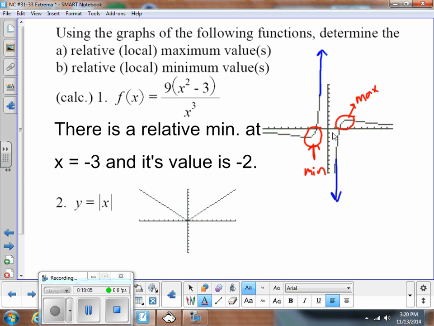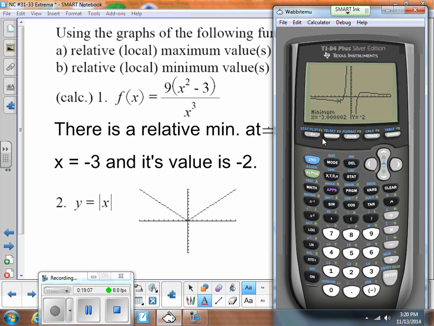We can do the exact same thing to find the maximum. So second trace, number 4. Now I'm going to move over to this side of the graph because that's where there's a relative max. Where is it? Somewhere around this area here. To the left of it, well, the left side is over here. Enter. Go to the right bound, the right side of the maximum.